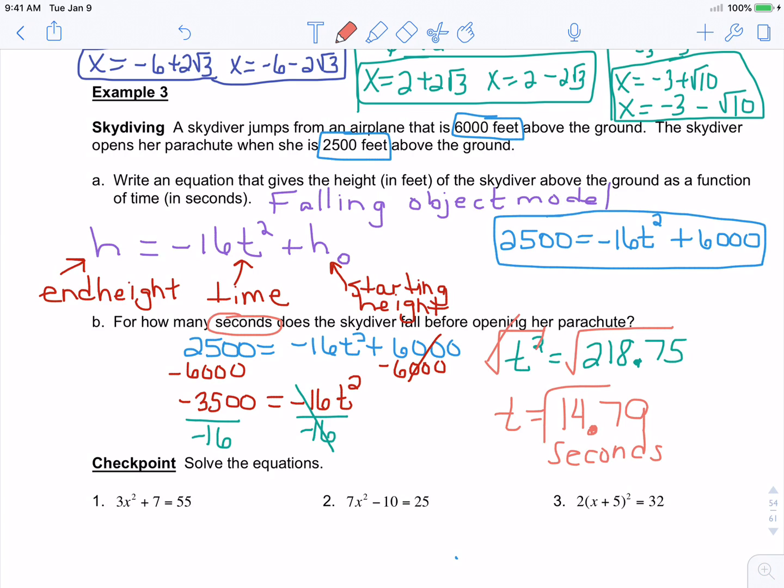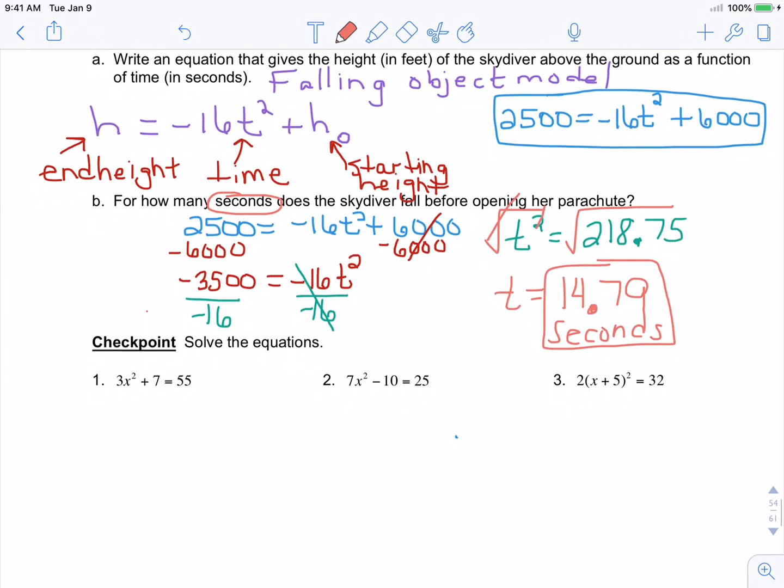So she is going to free fall, that's what it's called, about 15 seconds from 6,000 feet to 2,500 feet. And then she'll open her parachute, and then the parachute will kind of glide her down the rest of the time. So 15 seconds free falling, dropping in the air from the plane. That's pretty crazy. So that would be our falling object model.